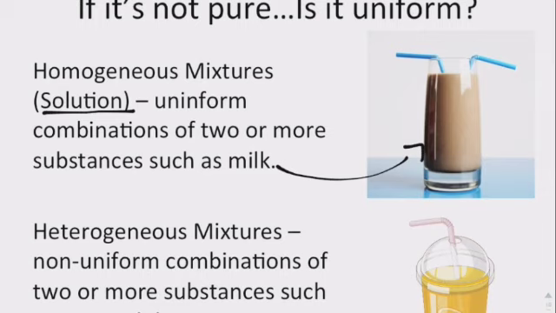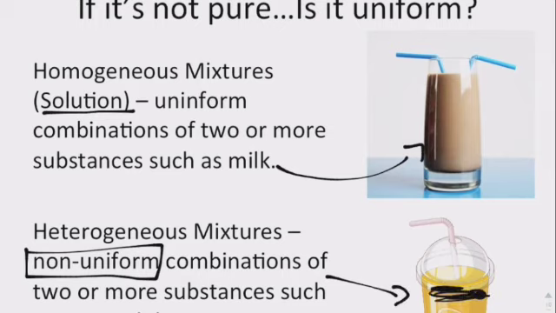A heterogeneous mixture is non-uniform. It's a combination of two or more substances, like orange juice. When we look at orange juice in this example, we can see the orange juice all up in here, and then you can see something floating in there.